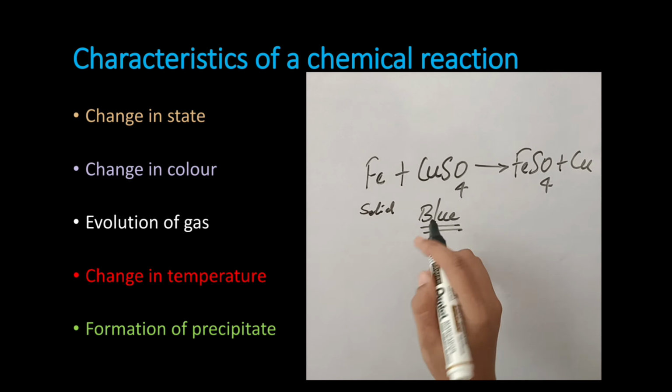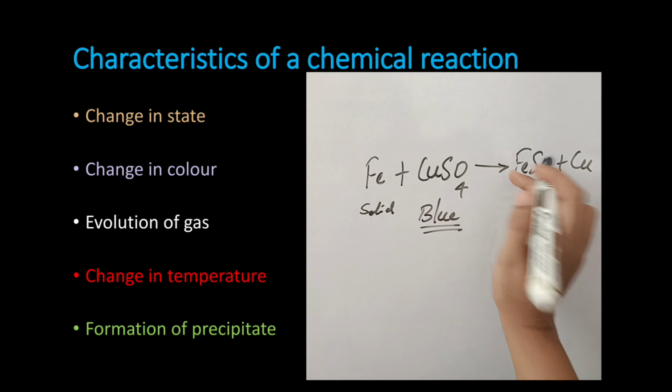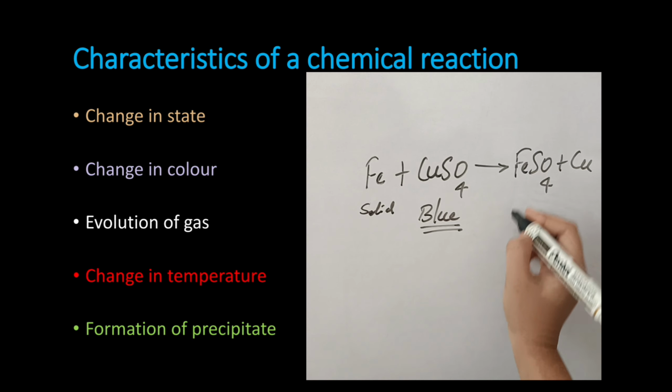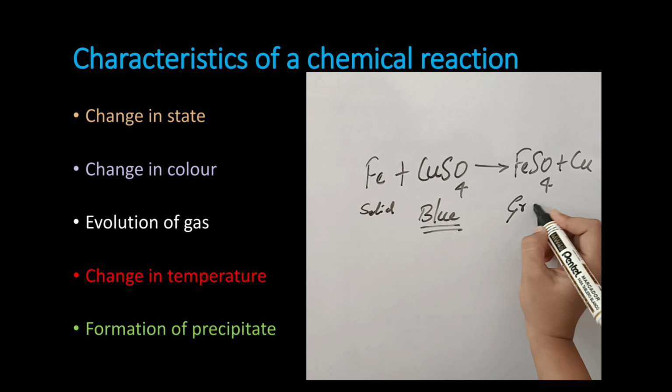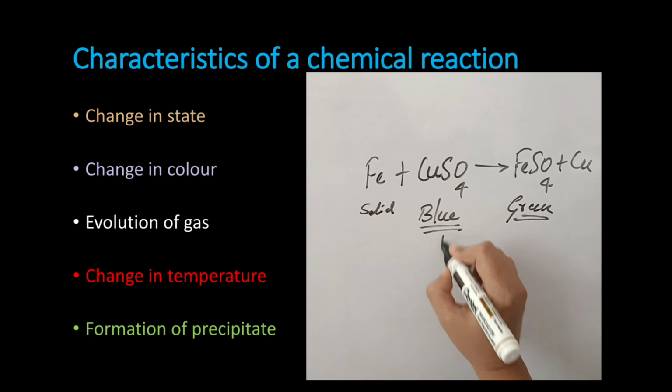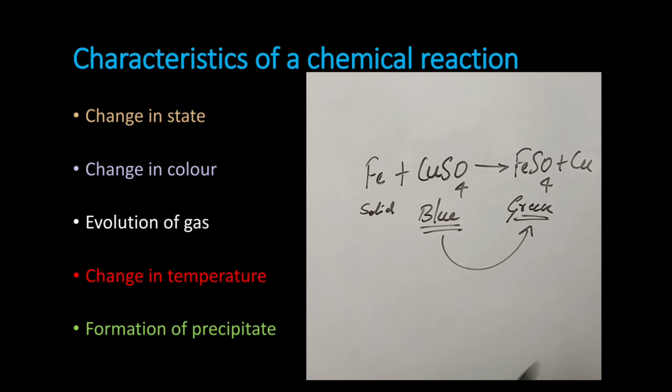Iron nail is a solid. Here there's a blue solution, and the iron sulfate that is formed is green in color. There's a change in color. So this is an example for change in color. If in any reaction there's a change in color, it means some chemical reaction might have happened. This is the second characteristic.